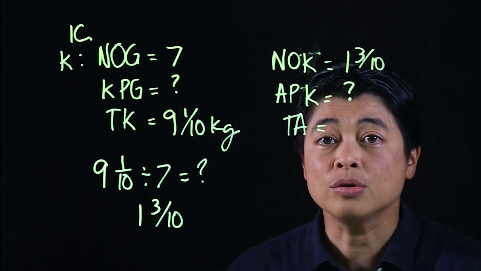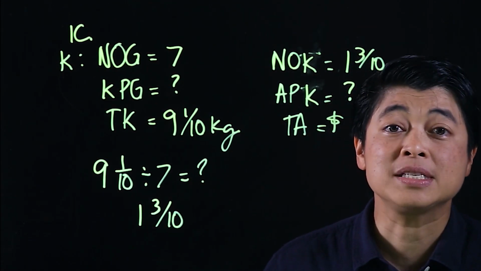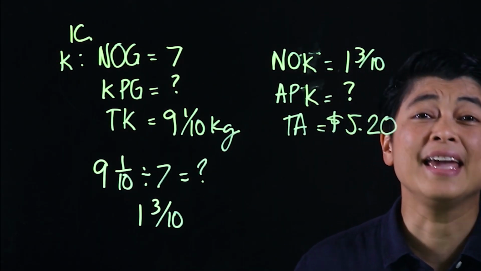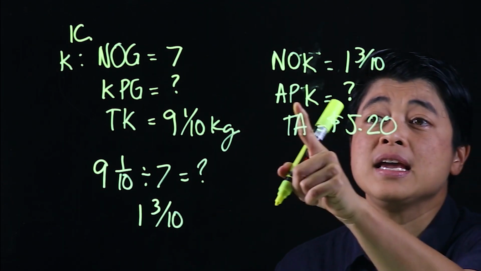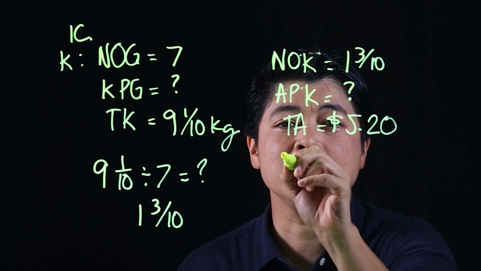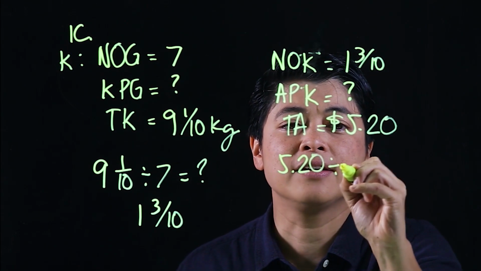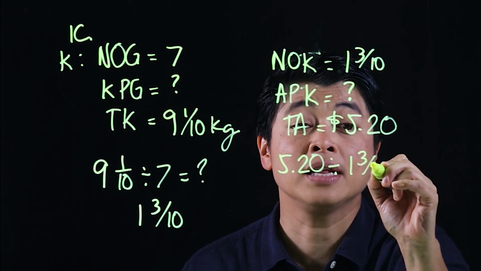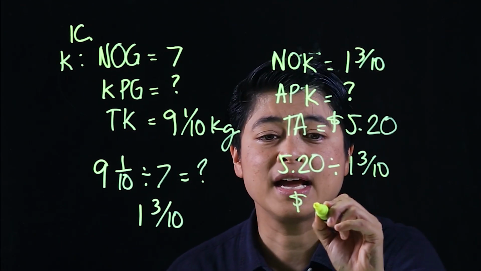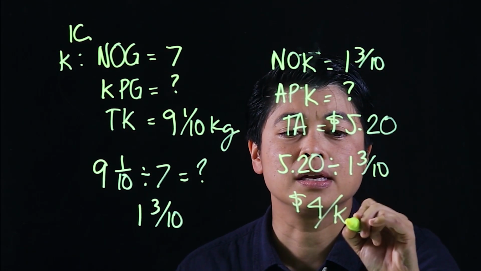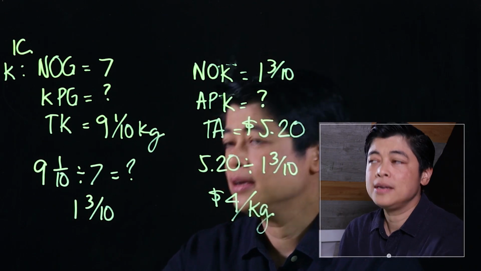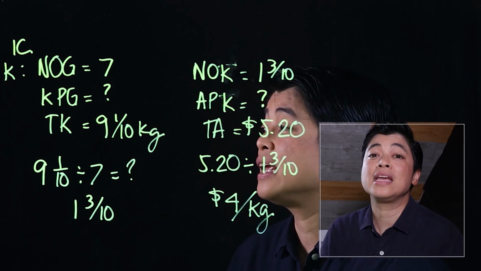So this is 1 3/10. The total amount that Kasim sells is $5.20. Again, since the amount per kilo is missing, that's a division problem. Taking $5.20 and dividing it by 1 3/10 kilos, our answer should be $4 per kilogram. So in summary, Kasim had 9 1/10 kilograms.